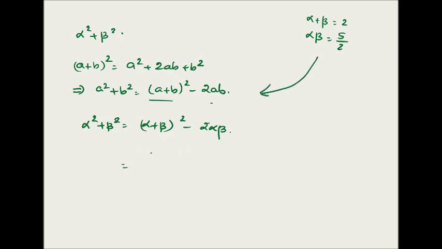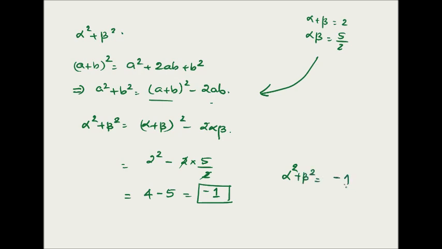Alpha plus beta is 2. 2 the whole square minus 2 into alpha beta, which is 5 by 2. That's equal to, 2 and 2 cancel, that's equal to 4 minus 5. That's equal to minus 1. Alpha square plus beta square is equal to minus 1.